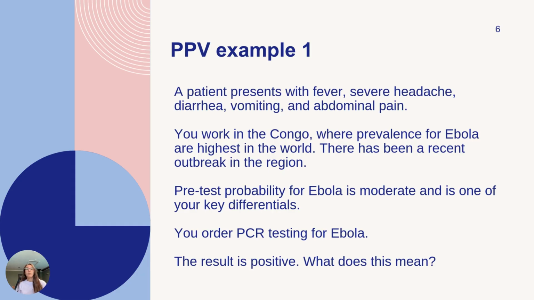What does this mean? In other words, can I trust it, or is it a false positive result? Is it a true positive result? Or could this be a false positive? Well, logically, you're thinking, okay, I have a patient presenting to me where prevalence of Ebola is high, they're having classic signs of Ebola, and the test is positive. This clinically makes sense, so I'm going to trust this test result.